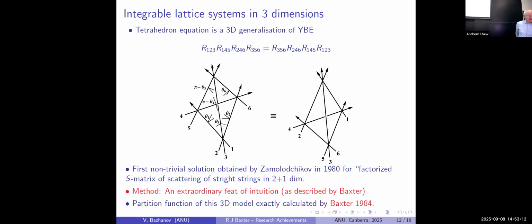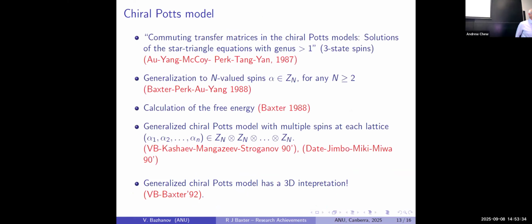And again, if you have a solvable model and nobody can calculate the partition function, there was one man who could, all the time. That was Rodney Baxter. And Rodney Baxter calculated the partition function. So what's the relation to 2 dimensions? In that connection, I'll start with another story.